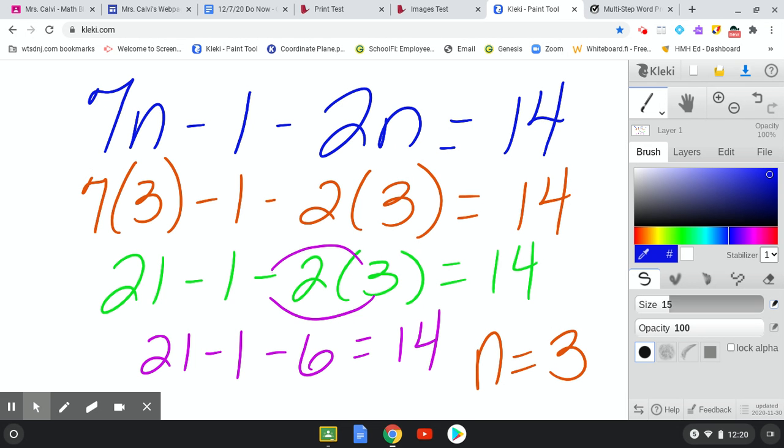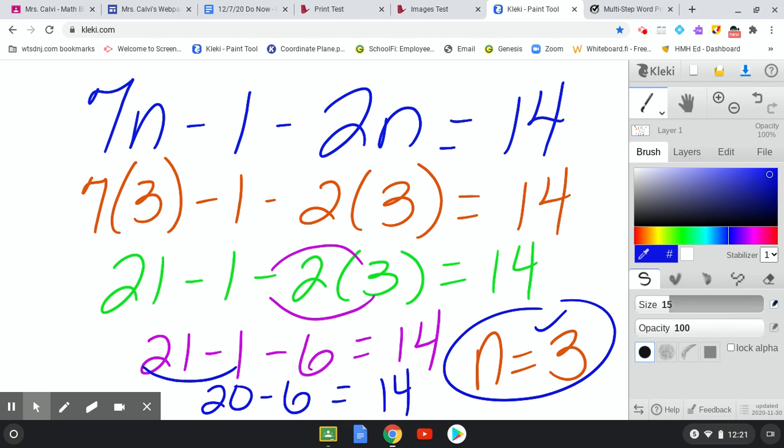So now 21 minus 1 minus 6. Integer rules, don't forget here. 21 minus 1 gives me 20, solving from left to right, order of operations. And 20 minus 6 would give me 14. So 14 would equal 14. I know n is equal to 3 is correct.